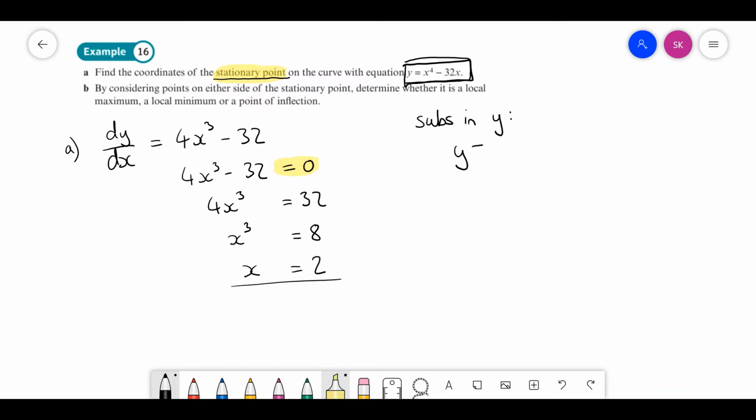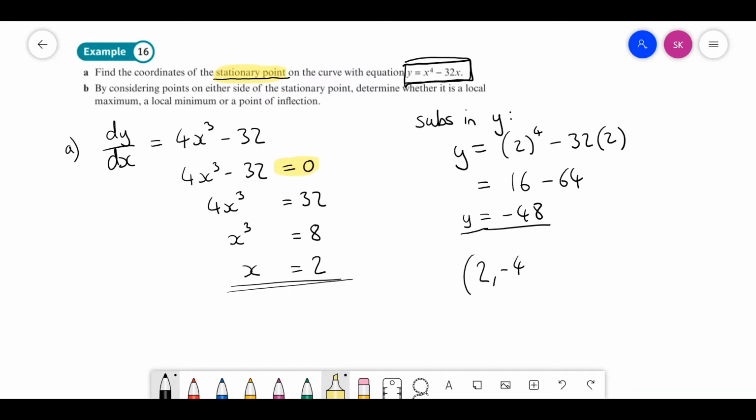So I'm going to write y equals, and instead of x, I now have 2. And you can see here it's 2 to the power of 4 minus 32, and instead of x, I've got 2. So that's 16 minus 64, which is negative 48. So where x is 2, the gradient is 0, and y is negative 48. So in other words, the stationary point on this curve is the point (2, -48).